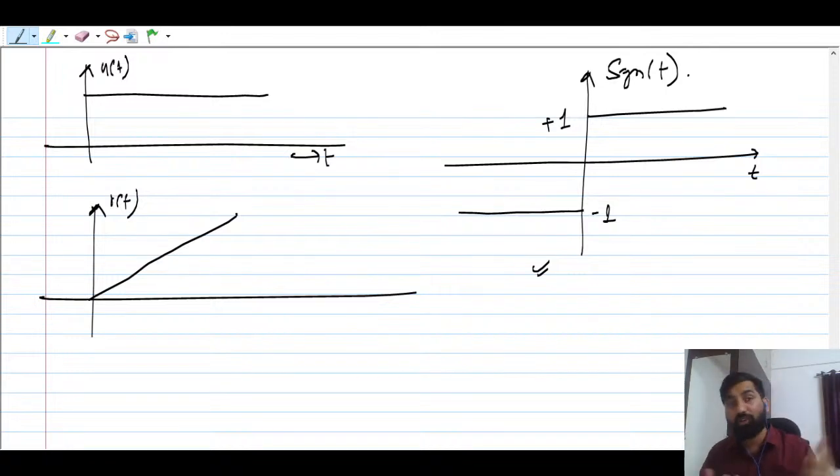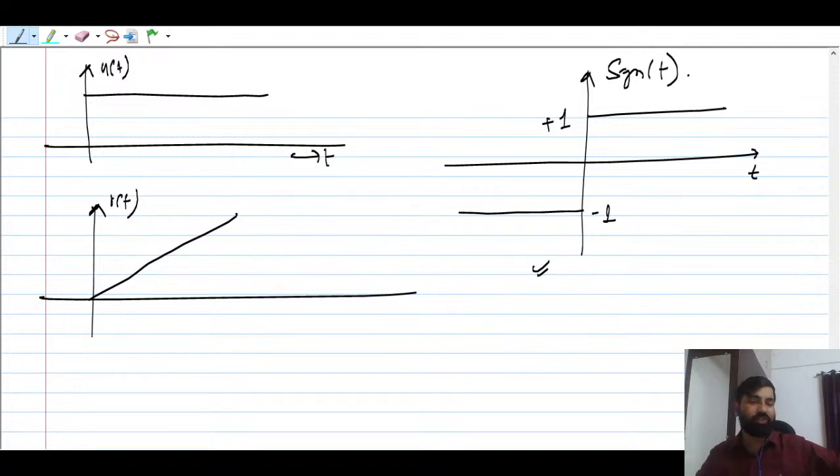There is a property of the complex sinusoid, like e raised to power j omega t. If you give e raised to power j omega t to an LTI system, it will give you the same output, a scaled version of the same input. I mean the amplitude is going to get scaled. So several other signal models are important.